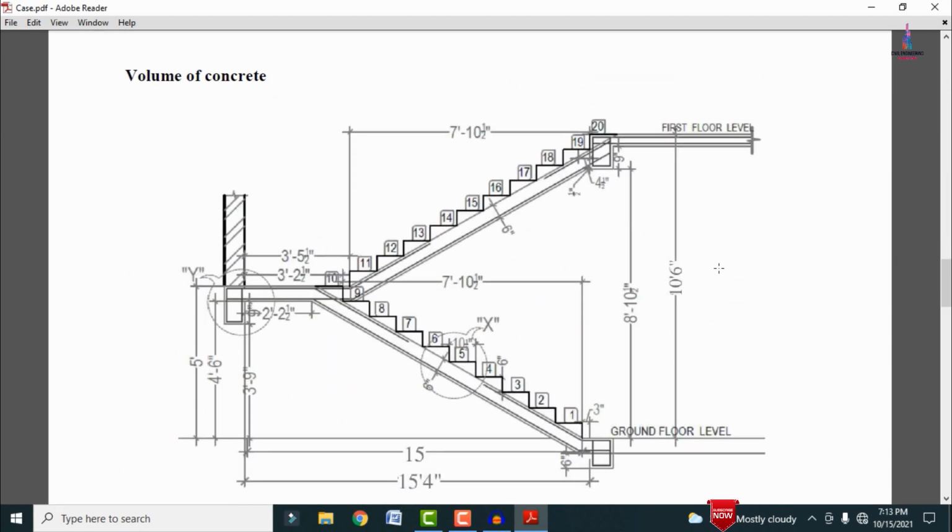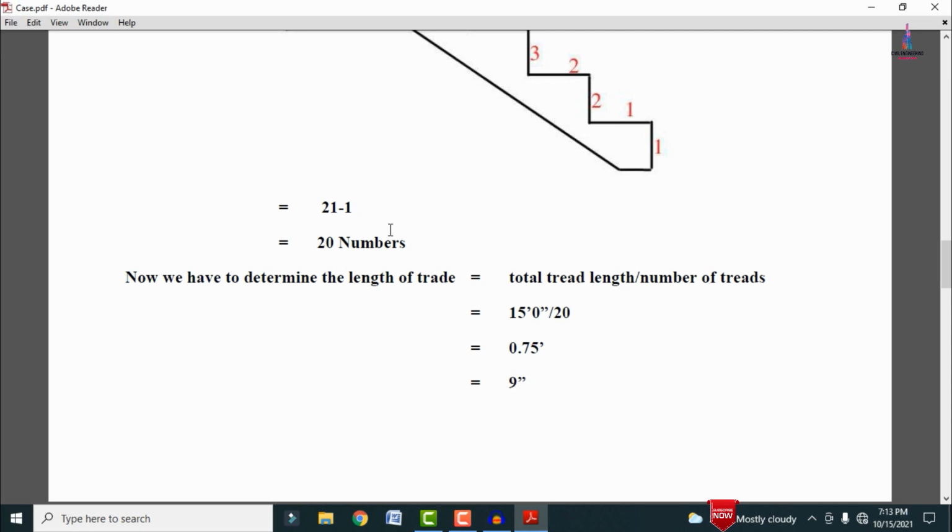Okay, so this is the calculation part which is related to the number of stairs. After calculating the number of risers and treads, we need to calculate the length of the tread. That is also important. So we have the values related to the number of treads, and again the values related to the total tread length.